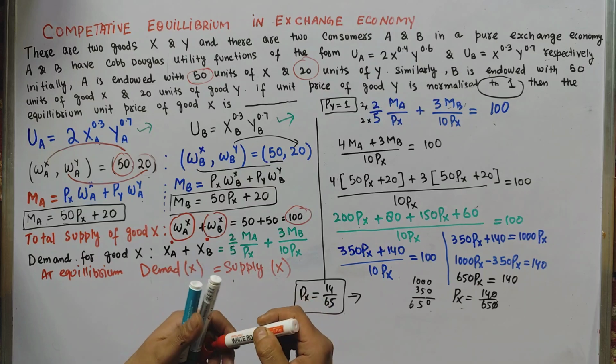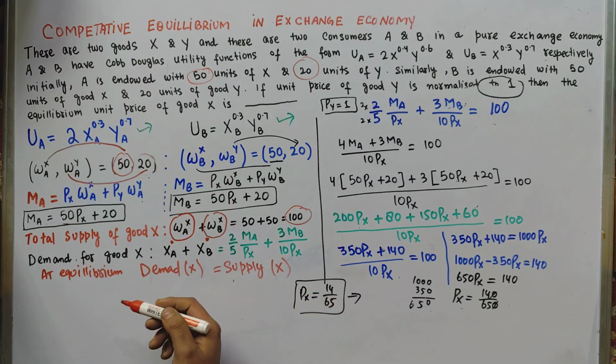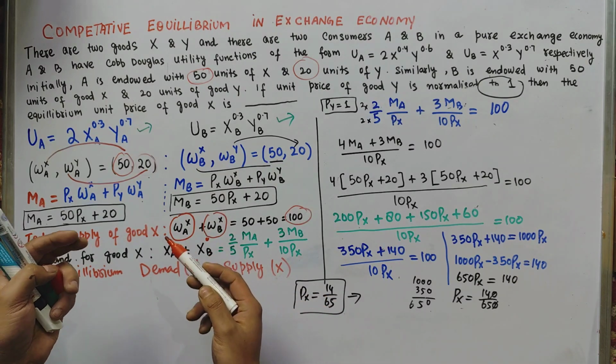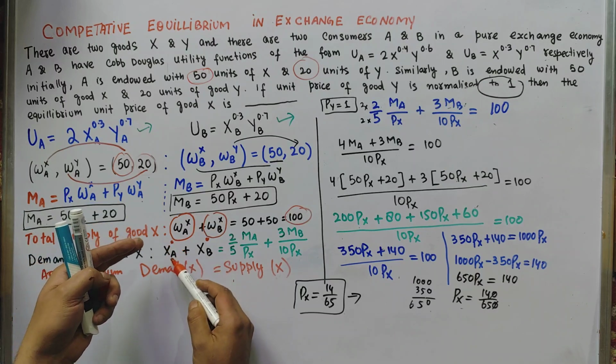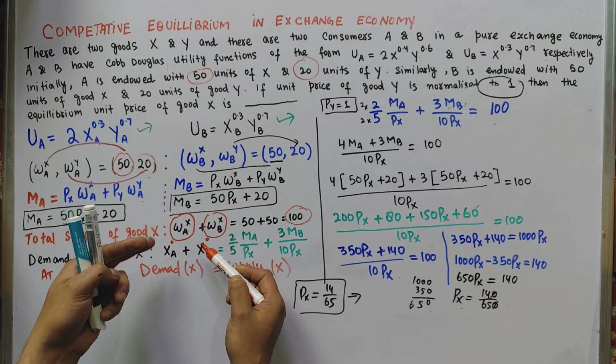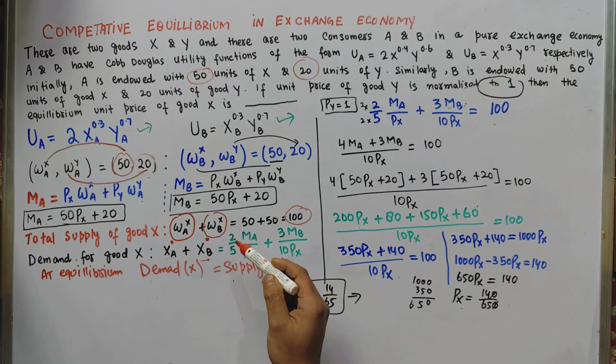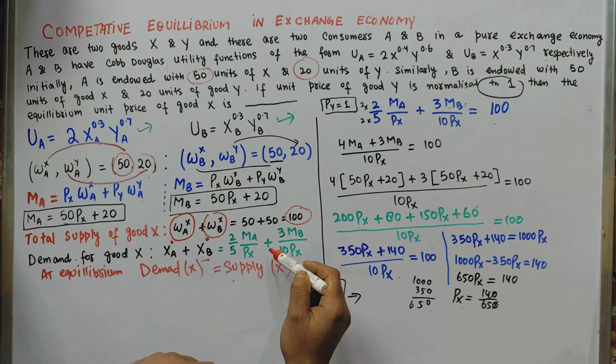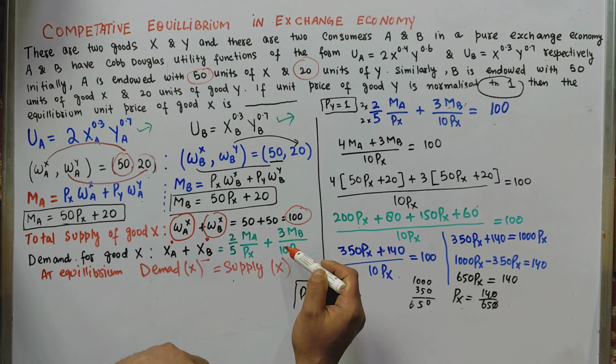What is the demand for good X? So total demand for good X will be equal to the demand of good X by person A plus the demand of good X by person B, and it will be equal to 2 upon 5 MA upon PX plus 3 MB upon 10 PX.